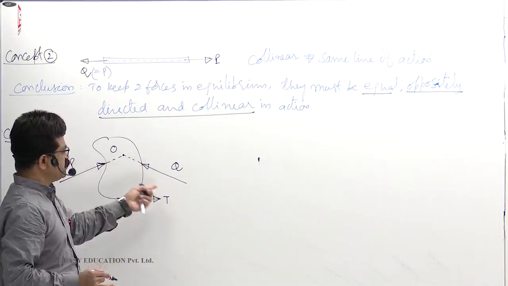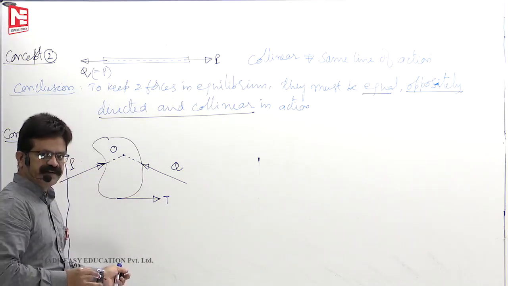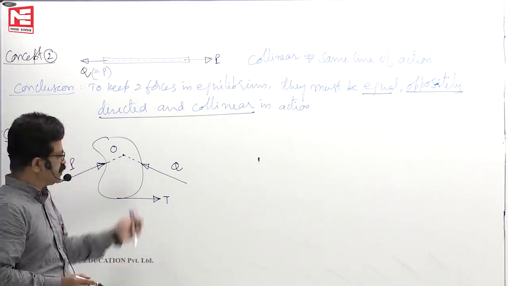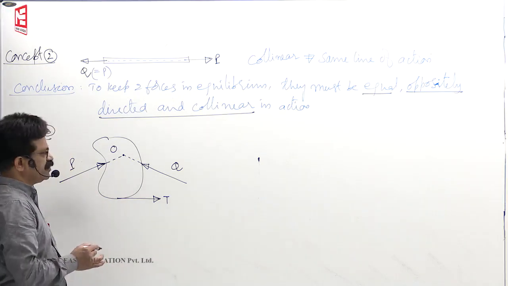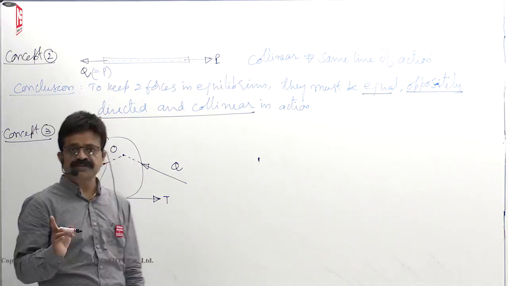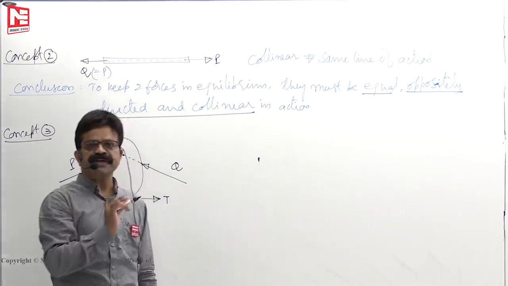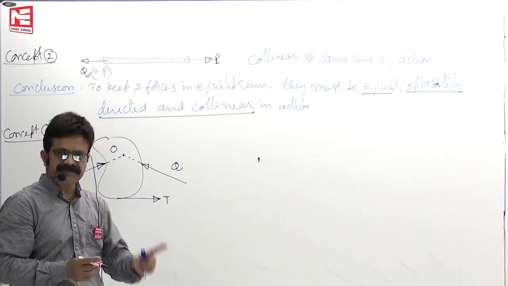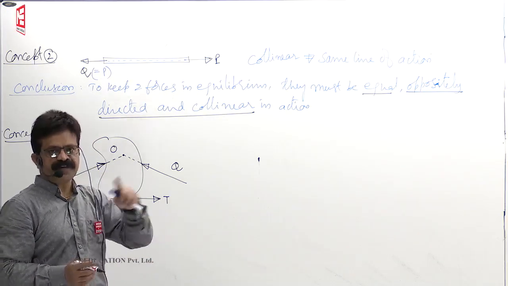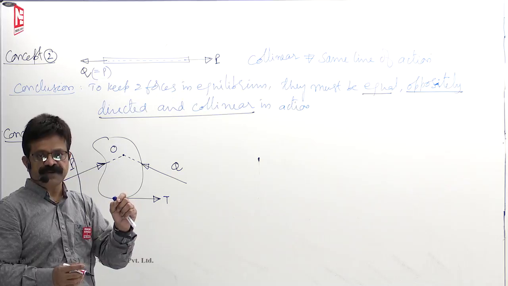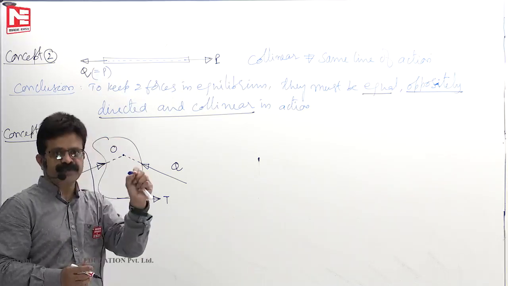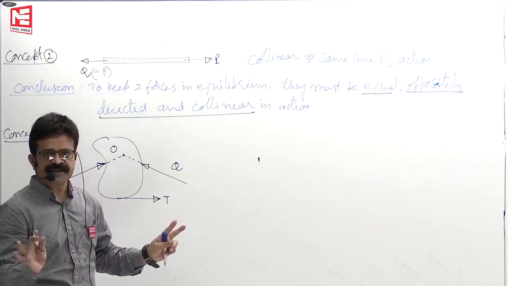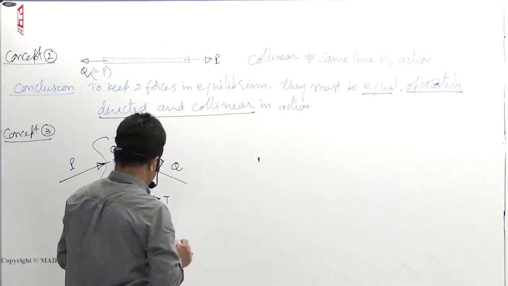Now sigma x is 0, sigma y is 0. Sigma M also must be 0, otherwise it will rotate. Let us see whether sigma M equal to 0 happens or not. Sigma M equal to 0 should happen about any point you take, whether inside the structure or outside the structure. The sum must be 0 only. Moments of all forces about any point must be 0. If it is not 0 about any one point, about that point the body rotates. It won't be in equilibrium.